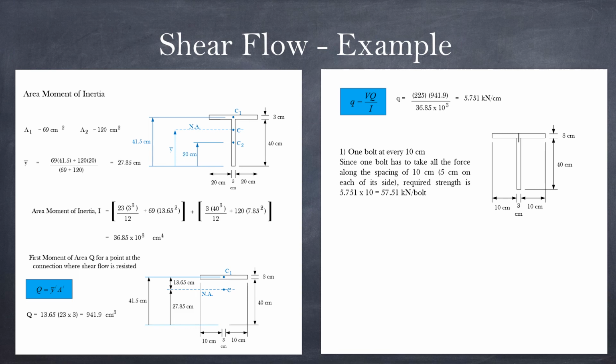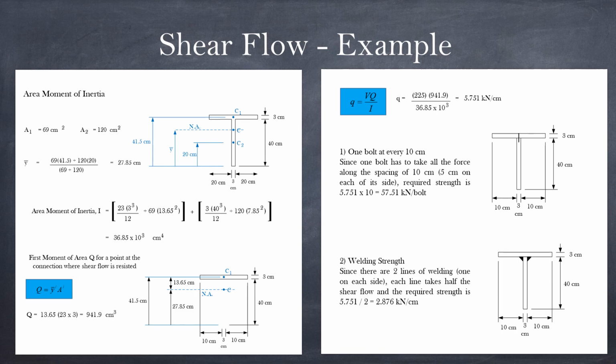Now, second case, if we're going to weld it, let's look at the picture. As I said, it's welded on both sides, meaning there are two lines of welding in this case. You can weld on one side, it's going to look strange, but anyway, you can. But that means the whole shear flow per length is not accepted by just one line. There are two lines of welding helping each other. Ideally, each will take half, right? So each line will have the strength of half of what we calculated for the shear flow, which is 2.876 kilonewton per centimeter. And these are the answers.